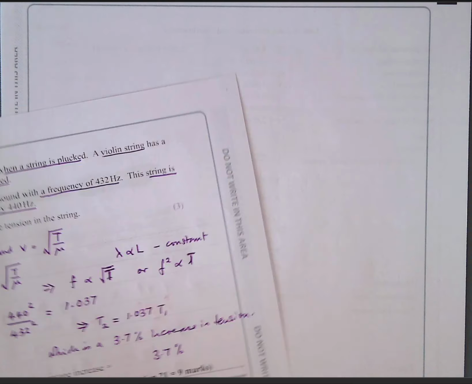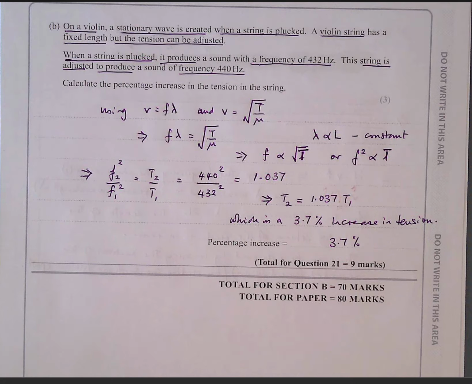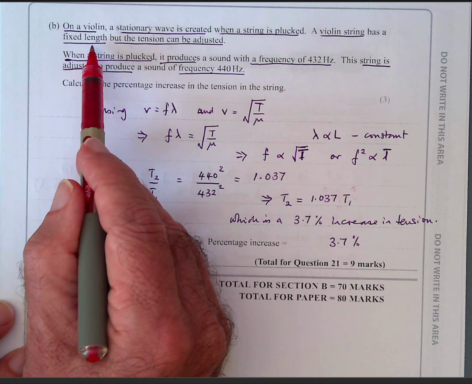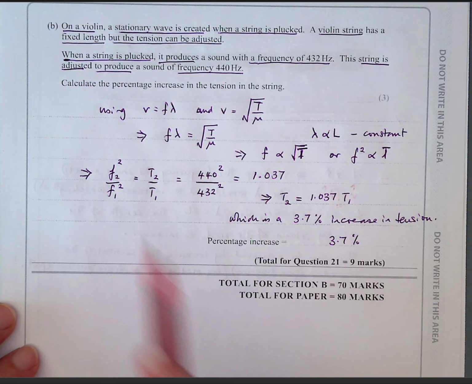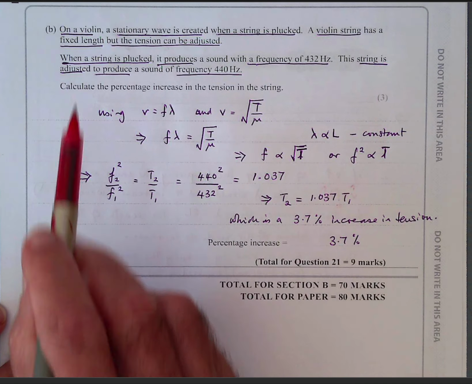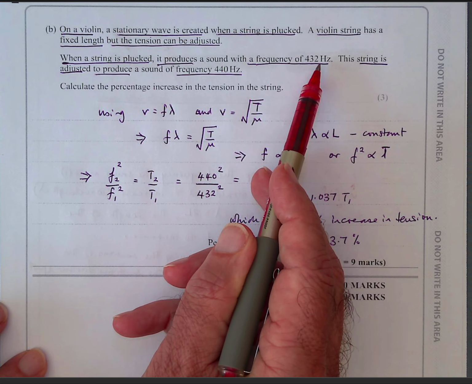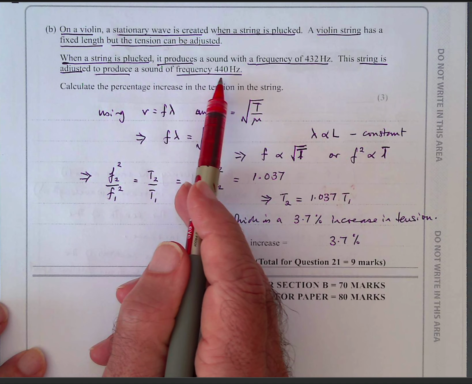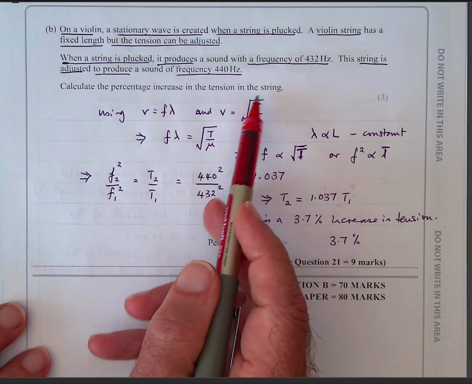Okay? Finally, the last page of the exam is on a violin. A stationary wave is created when a string is plucked. A violin string has a fixed length, so L is fixed, but the tension can be adjusted. Those are the controls at the end of a violin string or a guitar string where you can change the tension. When a string is plucked, it produces a sound with a frequency of 432 Hz. The string is then adjusted to produce a sound of frequency 440 Hz. Calculate the percentage increase in the tension of the string.